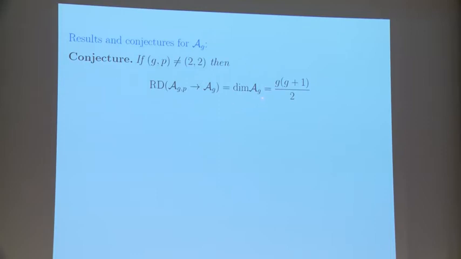So in that case, when G is 2, this number here is 3, but in fact, you can show that the resolvent degree of that cover is at most 2 in that exceptional case. But I think otherwise, there's no reason to believe that this is any smaller than the dimension of AG.